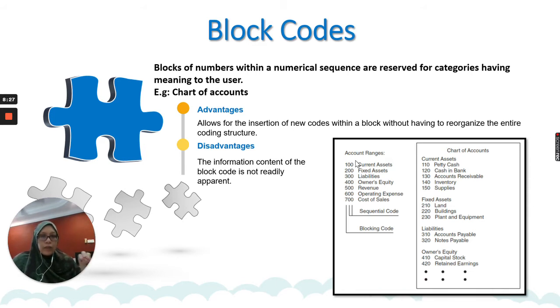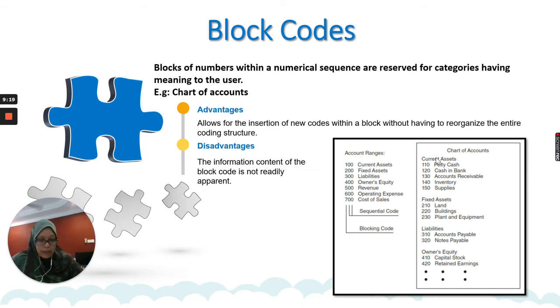Okay, so they already block the numbers, and then those block numbers are reserved for categories that have meaning to the users. So if you refer to this slide, chart of accounts, current asset, you see the current asset here, number 110 for the petty cash, 120 is cash in bank. So all these accounts are under current asset, so we assign numbers between 1 to 100. Okay, so when they use this kind of technique, they can allow insertion of new codes. So let's say maybe the company only has these 5 accounts under current asset, but in the future they have additional current assets, so they can just insert numbers within that block of numbers.